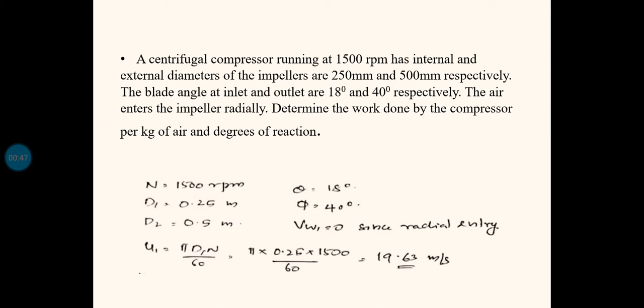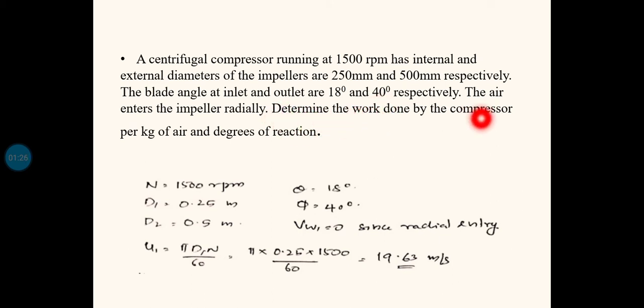So, in the question, look at what the given quantities are. First, the centrifugal compressor is running at 1500 rpm, so N is given as 1500 rpm. Internal and external diameters of the impeller: internal diameter D1 is 250 mm, that is 0.25 meter, and external diameter D2 is 500 mm, that is 0.5 meter. The lower value will be the internal diameter and the higher value will be the external diameter in the case of centrifugal compressors. The blade angle at inlet is theta equal to 18 degree, and the blade angle at outlet is phi equal to 40 degree.